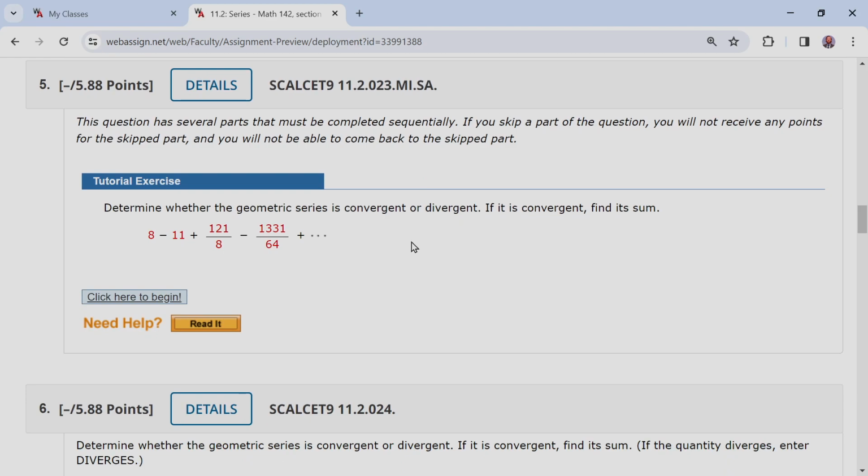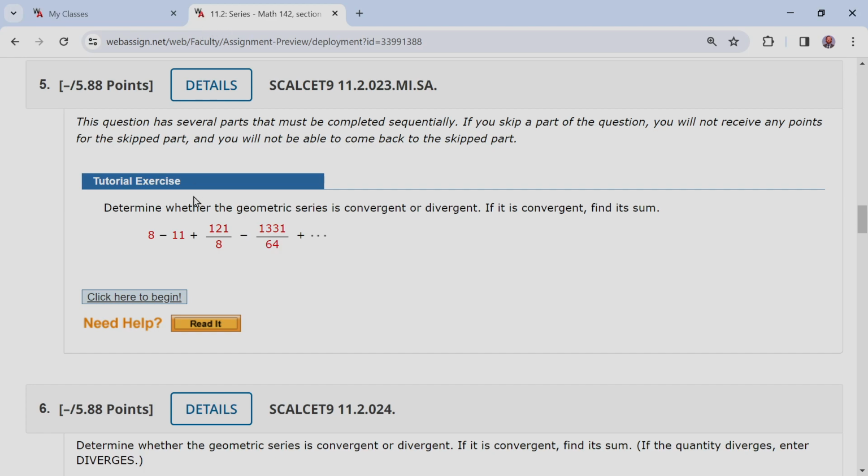Geometric series here. So when they tell you you've got a geometric series, what you want to look for is the common ratio that you multiply by to get from one term to the next. And here it looks like minus 11 over 8. Multiply by minus 11 over 8, multiply by minus 11 over 8, multiply by minus 11 over 8. And well, if your common ratio is bigger than or equal to 1 in absolute value, you'll get divergence.